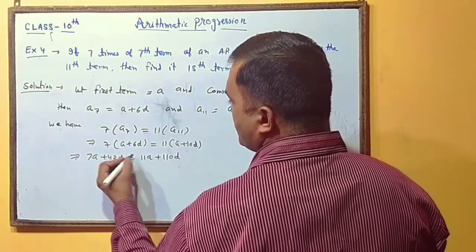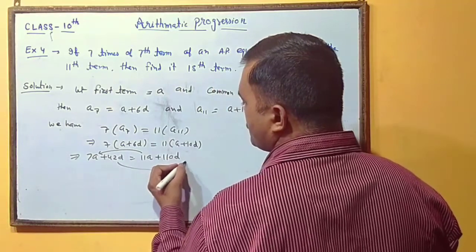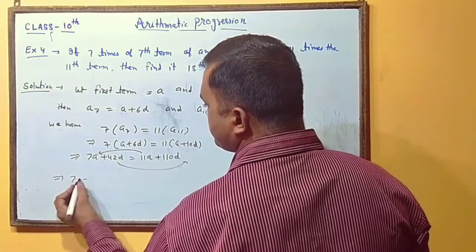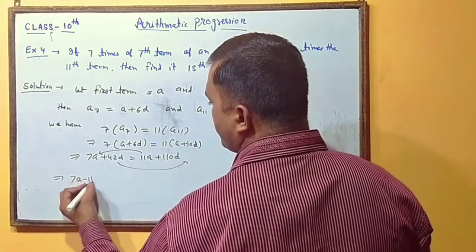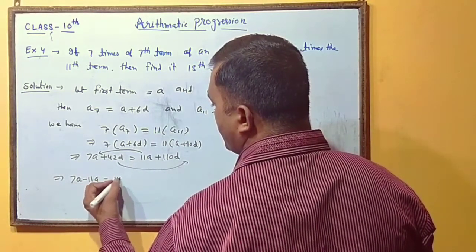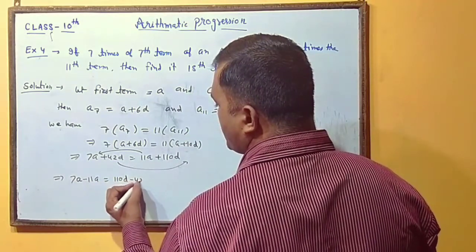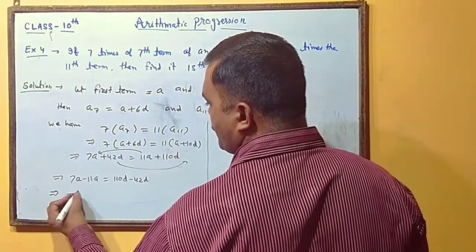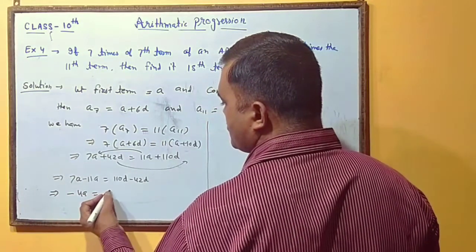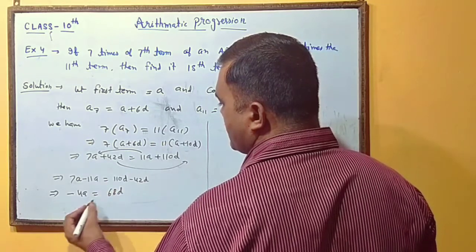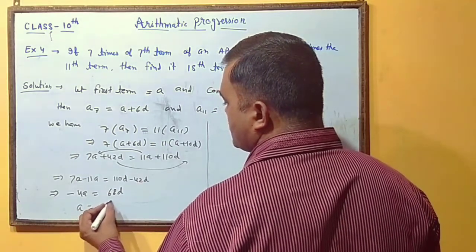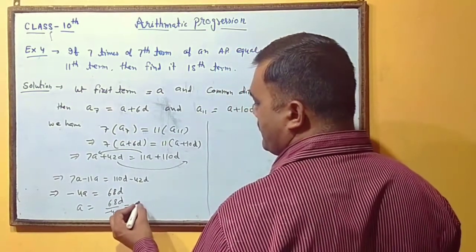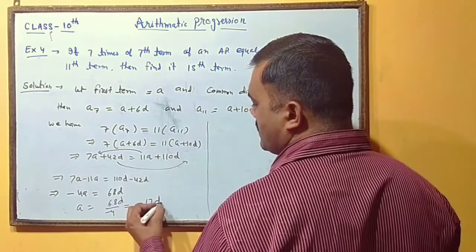We'll take a to the left side and we'll bring this to the right side. So we get 7a minus 11a is equal to 110d minus 42d. So this will be minus 4a is equal to 68d, and a will be 68d upon minus 4, which is minus 17d.